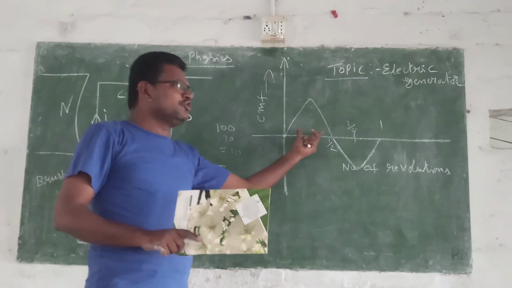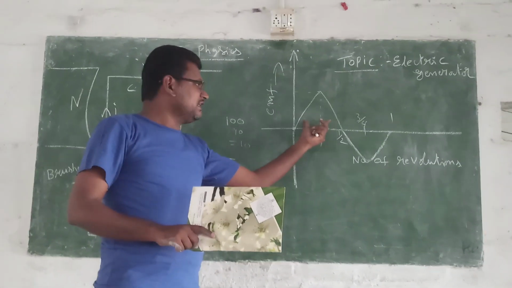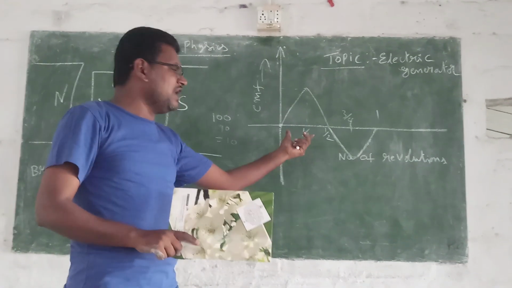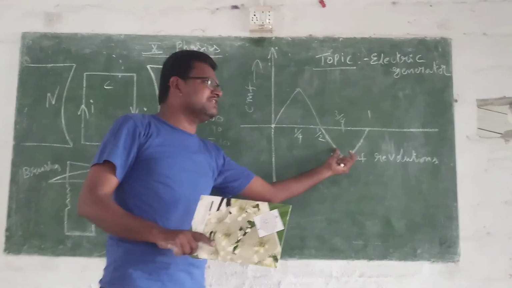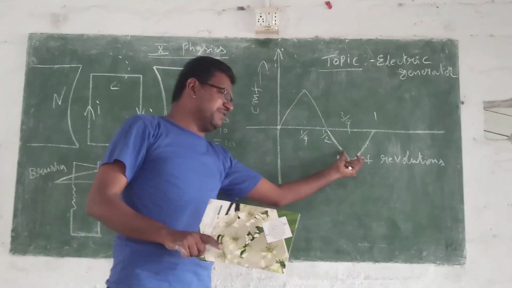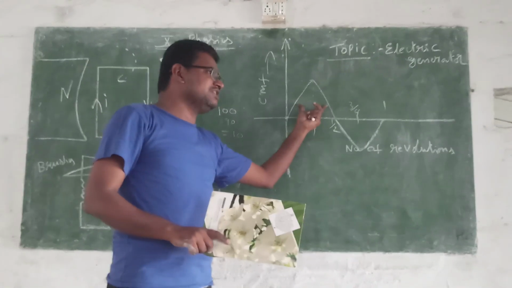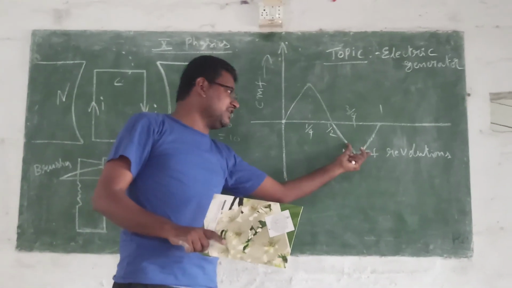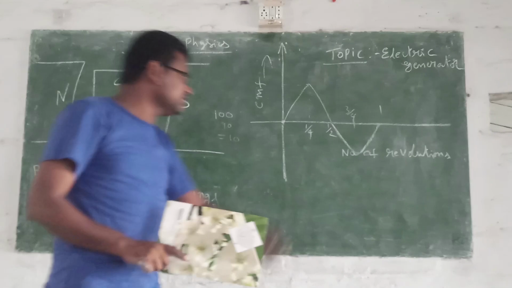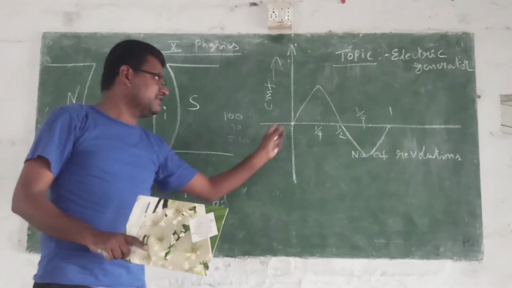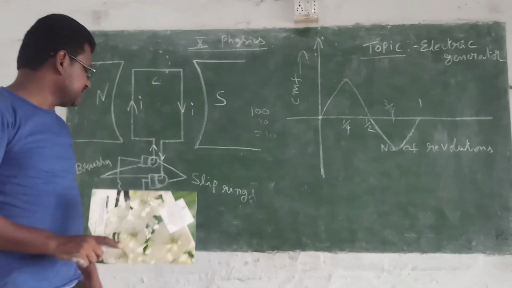That means during one half rotation, the direction of current is in one direction, and during the other half rotation, the direction is opposite to the previous. That means during the half rotation, its direction is positive, and during the remaining half rotation, its direction is negative. So in this way, the direction of the EMF and the current changes.